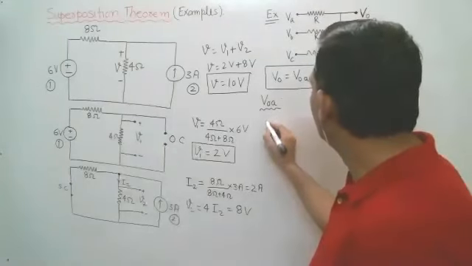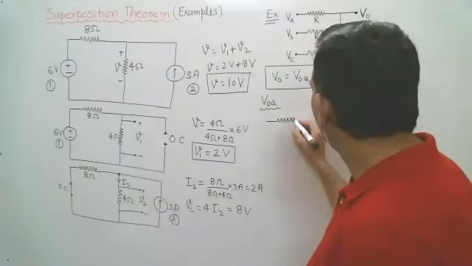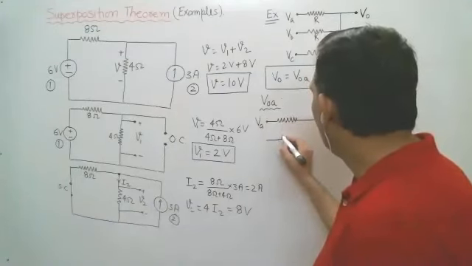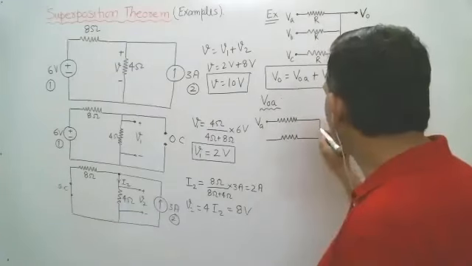So equivalent, you know, this is R. So this voltage is VA and VB and VC is grounded, short circuited.